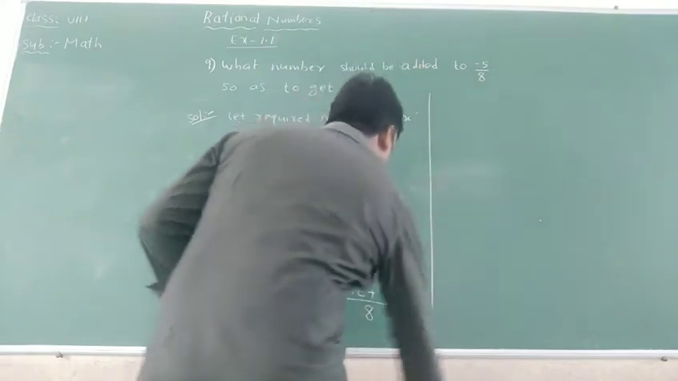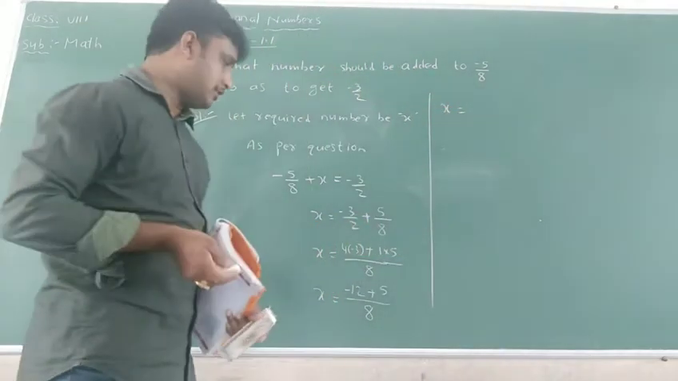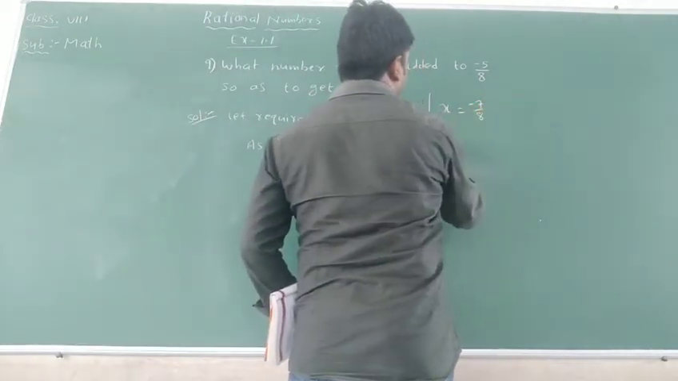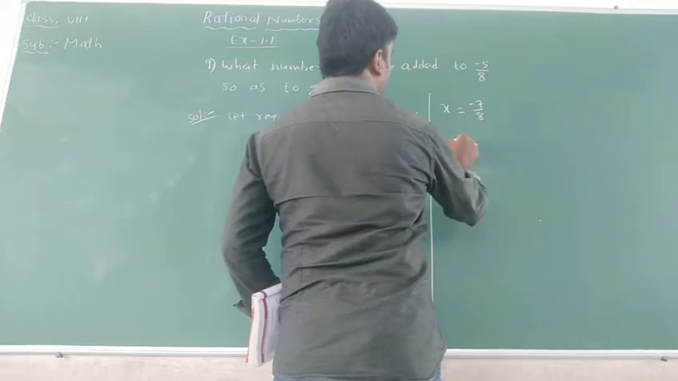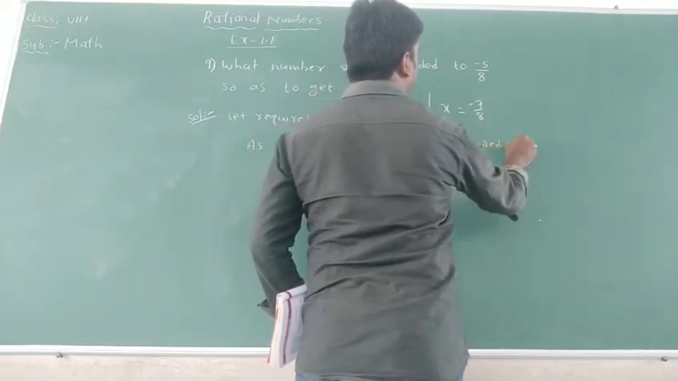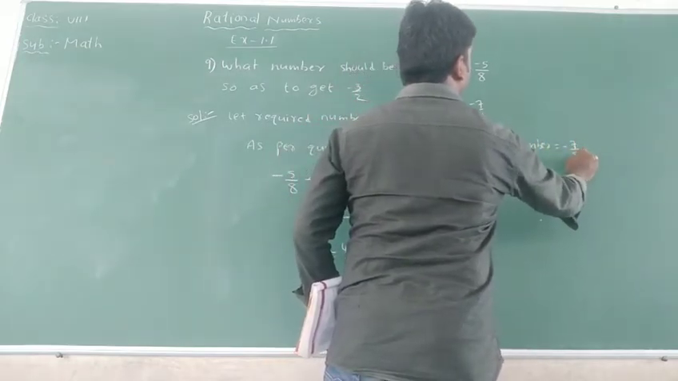Next step, x equal to minus 12 plus 5, we have to do subtraction. Minus 12 plus 5 is minus 7 by 8. So what is the required number? Therefore, the required number is equal to minus 7 by 8.